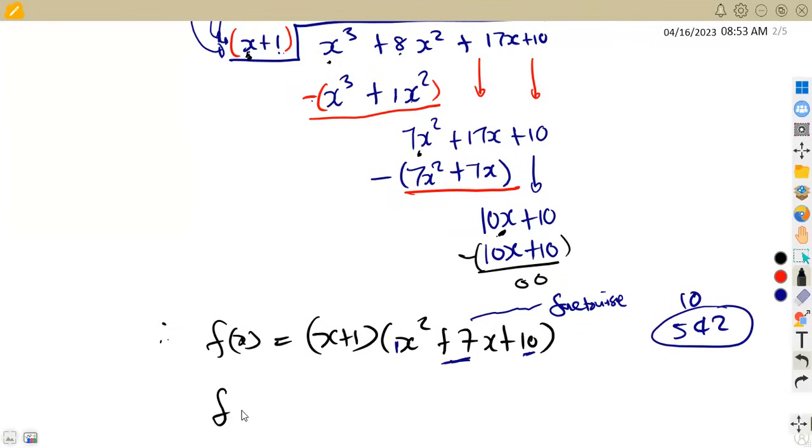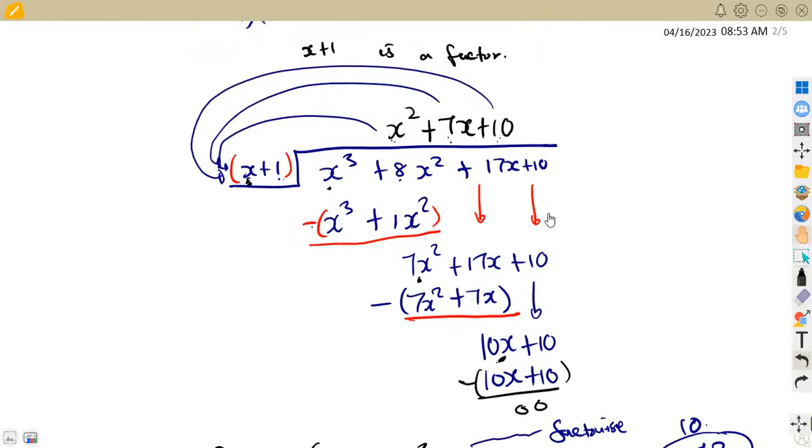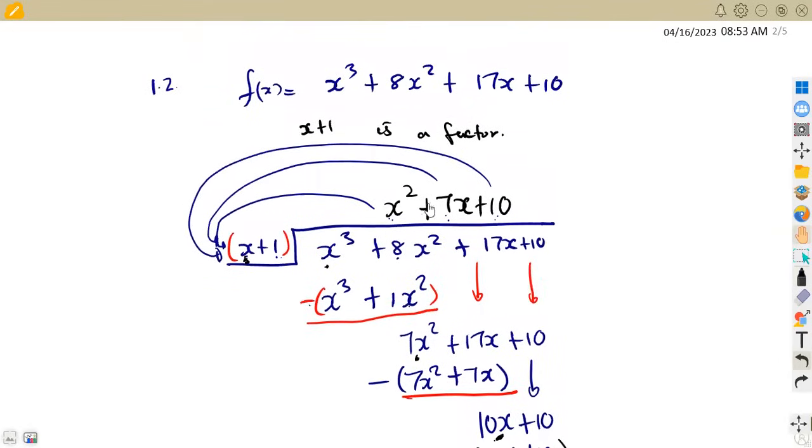So therefore, our f of x is going to be given as x plus 1, our first factor. Then from our quadratic, we are going to have 2 brackets, x and x. We said the factors are 5 and 2. If you multiply 5 times 2, that's 10. If you add 5 plus 2, that's 7. So we've got plus 5 plus 2 in this case. So we have managed to factorize our f of x completely, or to express it in terms of what? In terms of its full factors.